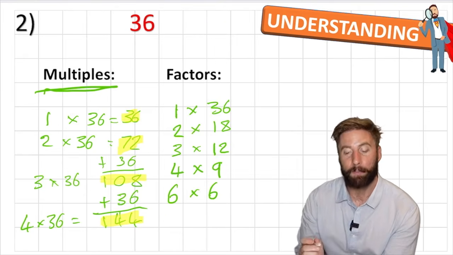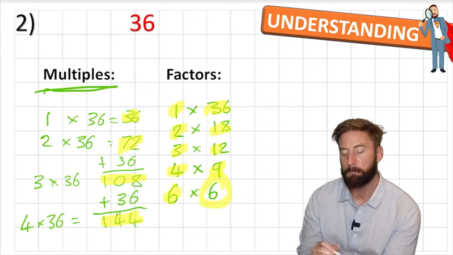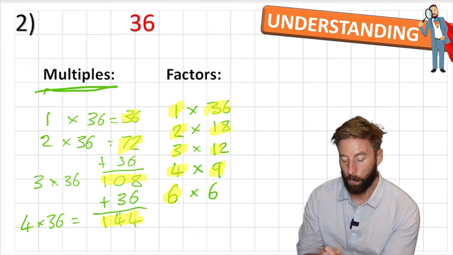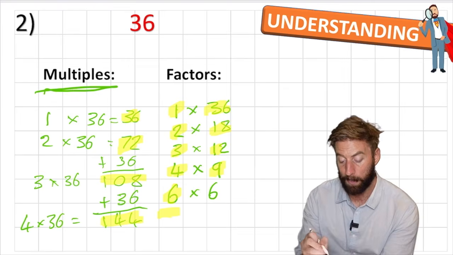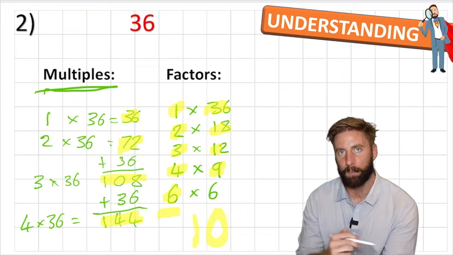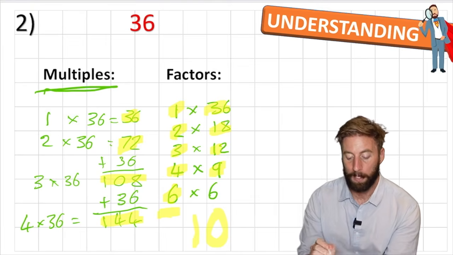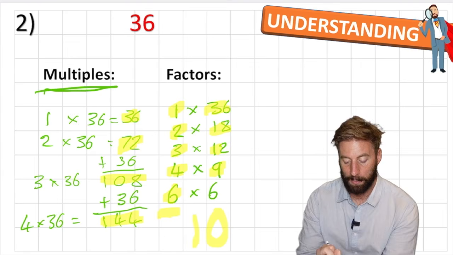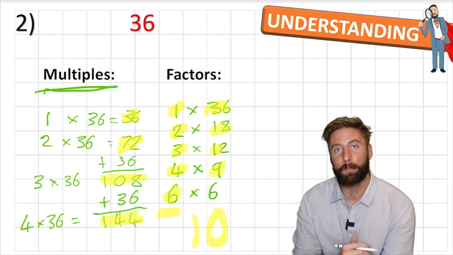So, how many factors does 36 have? Let's check. 1, 2, 3, 4, 5, 6, 7, 8, 9, 10? No, because we've already got a 6 here, so we don't need to include this other 6. So if we're talking about how many factors 36 has, it has 10. Okay, so let's quickly think about what the difference is again between these two words, the multiples or the factors. Multiples are simply numbers that would come in that times table if we're going to just keep multiplying it by an integer.